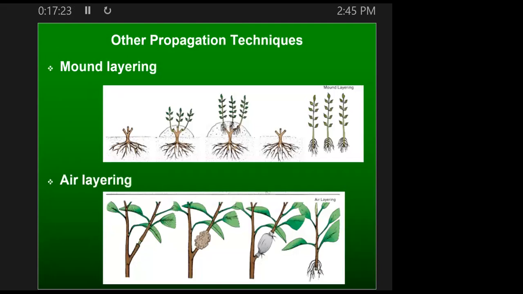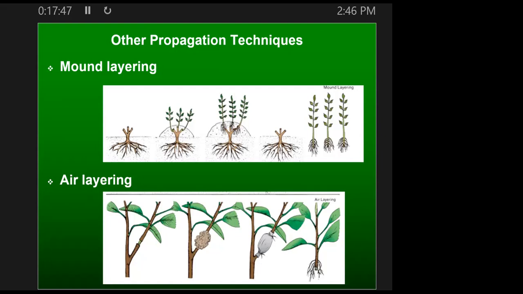Mound layering or air layering. Mound layering, you just take the soil around the plant and mound it up onto the stem tissue. So some of the stem tissue is buried, and they'll start forming adventitious roots right off the stem. So then you can cut those, and from that you have 3 little plantlets that you can take and put into new containers.